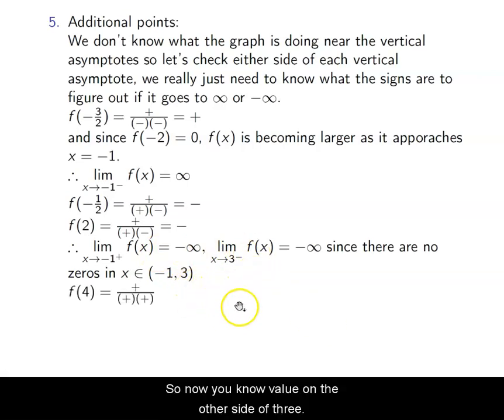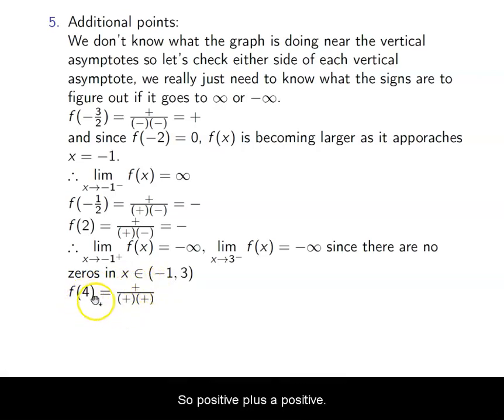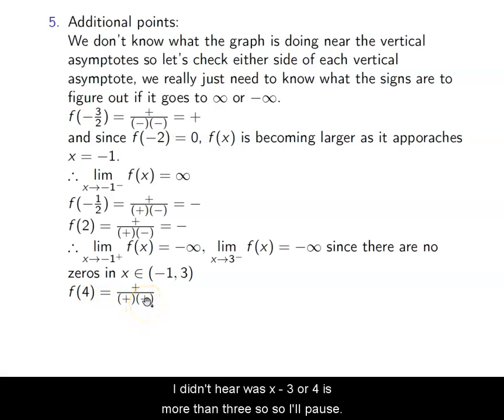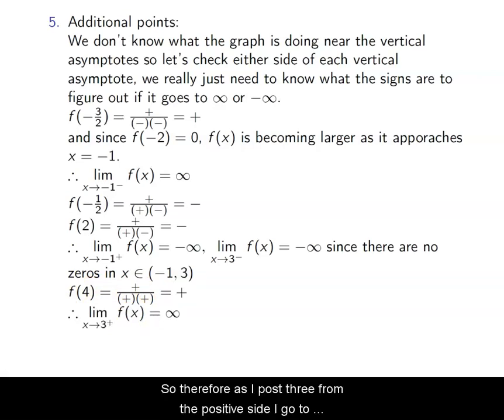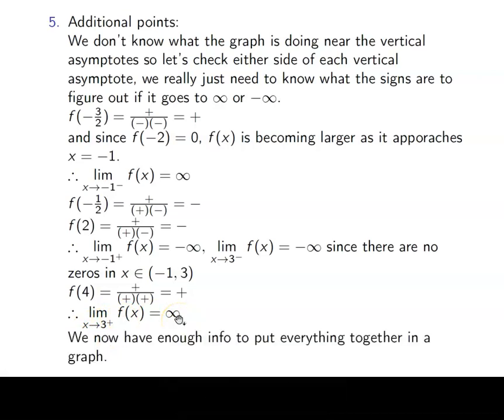So now I need a value on the other side of 3, right? So I can talk about what happens as I approach 3 from the positive side. So when I plug in 4, remember this was x plus 2 on top, so a positive and a positive, right? This was x plus 1, so positive plus a positive. And then here was x minus 3. Well, 4 is more than 3, so it's all positive, okay? So therefore, as I approach 3 from the positive side, I go to positive infinity, right?